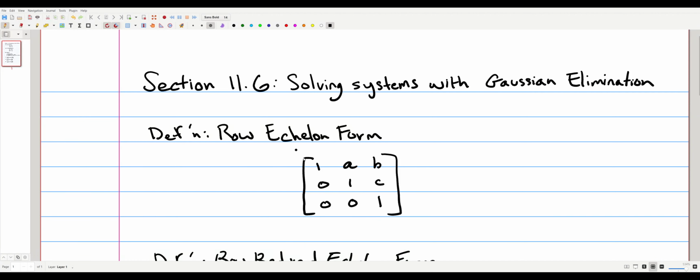All right, hey guys, this is section 11.6, solving systems with Gaussian elimination. First, we're going to talk about some rough definitions. We already talked about what matrices are, and here is what you call a matrix in row echelon form.